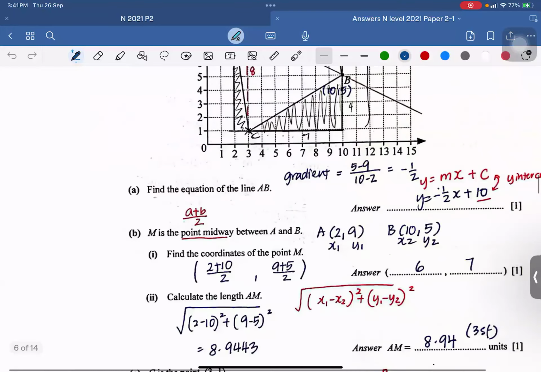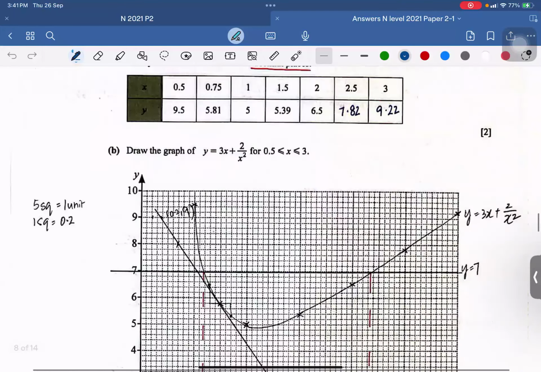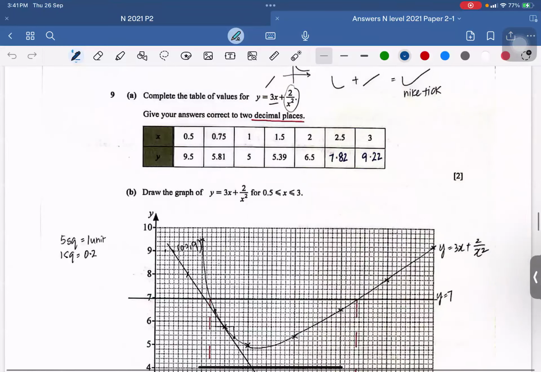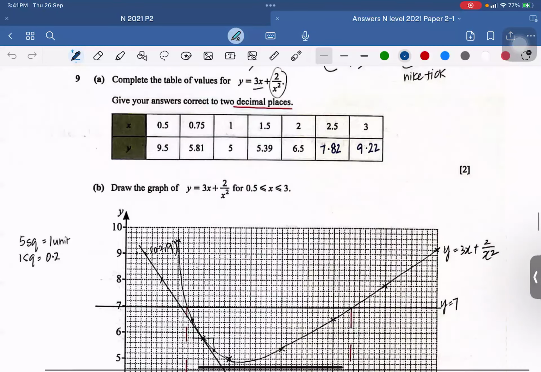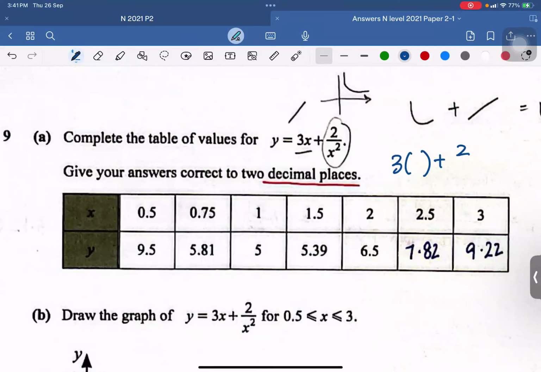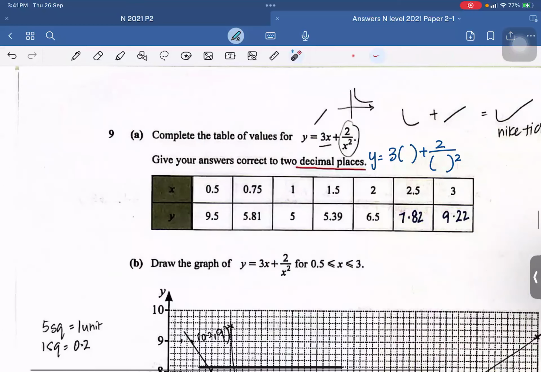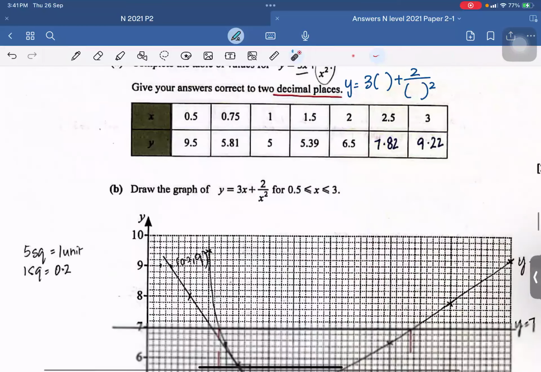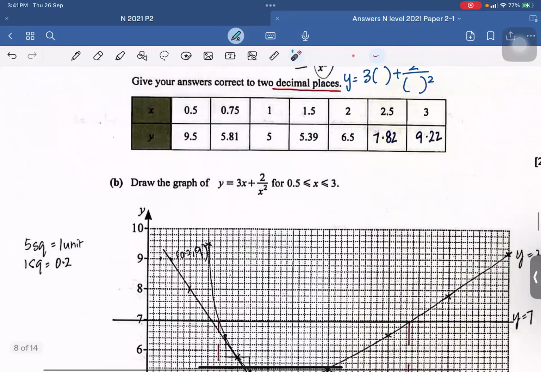Where's my graph? This one. So in this case, this is my graph. The question is 3 times x plus 2 over x squared. In case there is a negative number, please make sure you put brackets around it in your calculator. And then I managed to draw the graph this way. Not a very nice number.